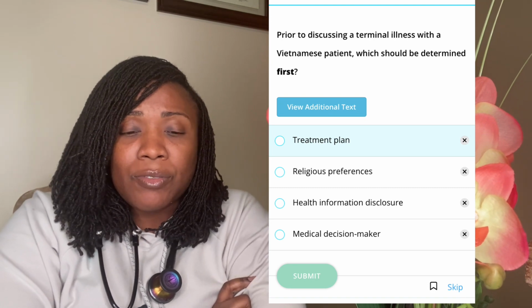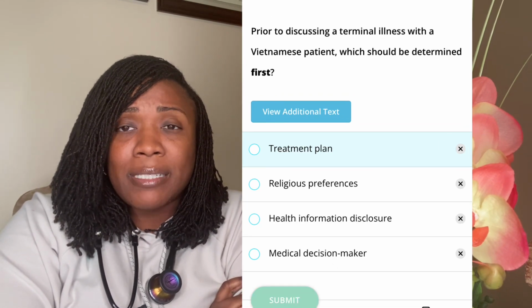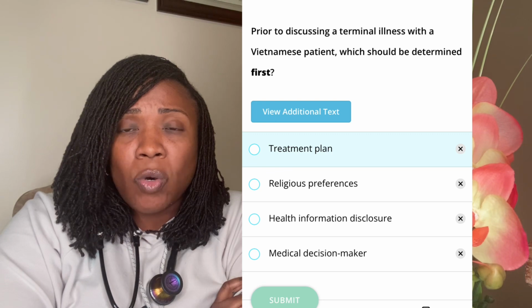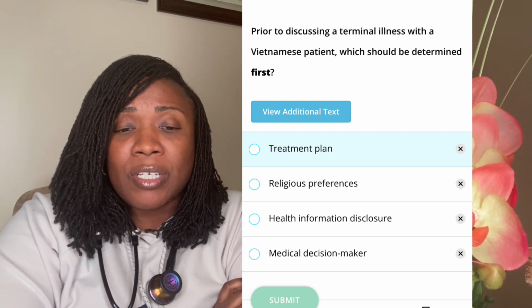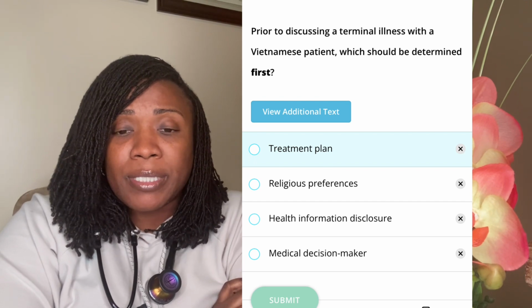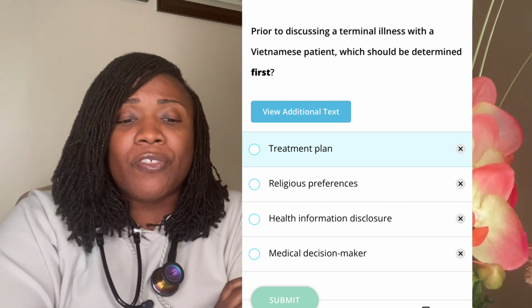And then the last one is the treatment plan. Basically discussing what the patient's treatment plan is going to be and how you're going to help the patient with treatment for the terminal illness. So which one would we go with first?